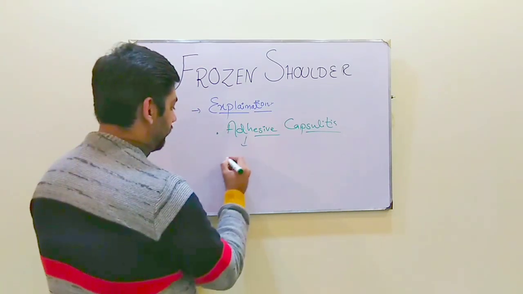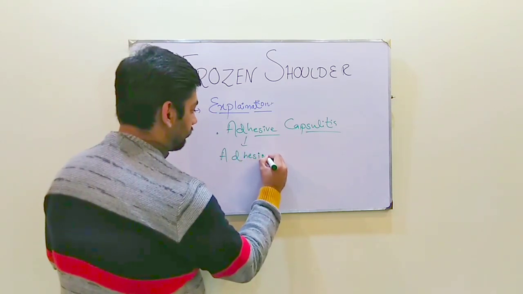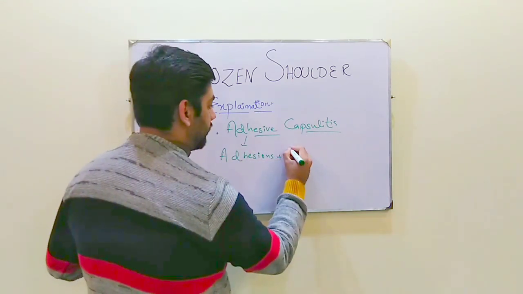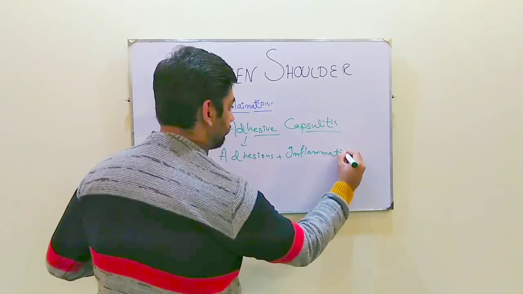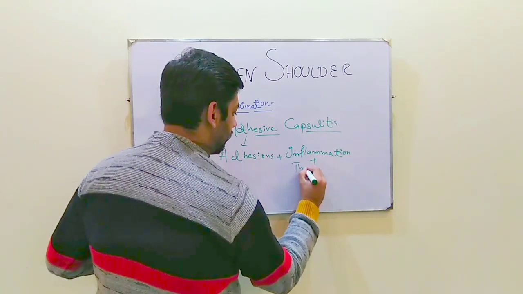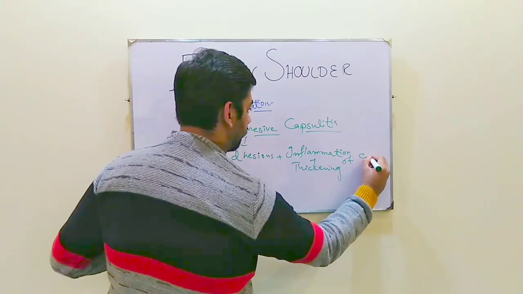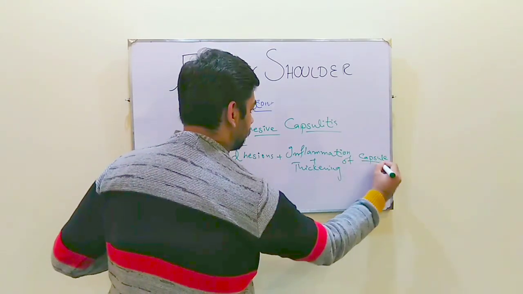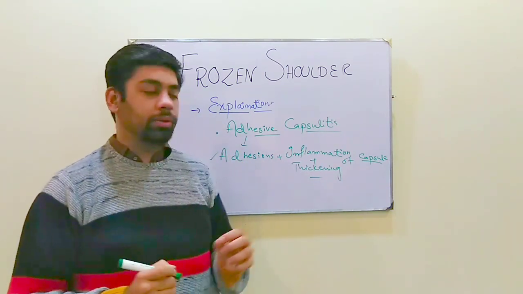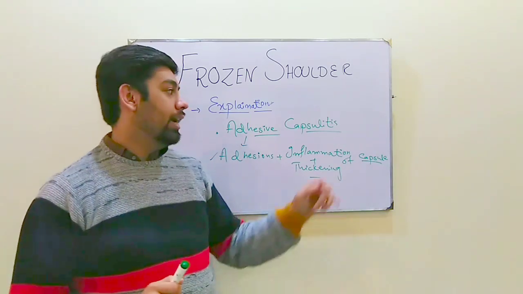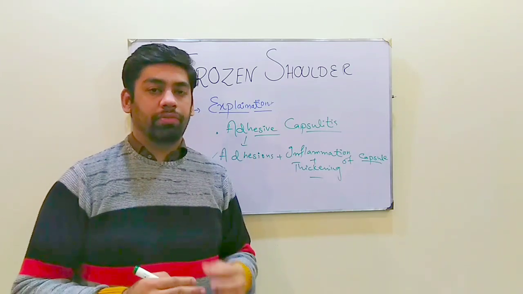So from adhesive, we can say that there is the formation of adhesions. Plus there is the inflammation of capsule along with the thickening. So these are the two things which we come across in the frozen shoulder. There is the formation of adhesions, and then there is the inflammation and the thickening of capsule, which leads to the development of the frozen shoulder.